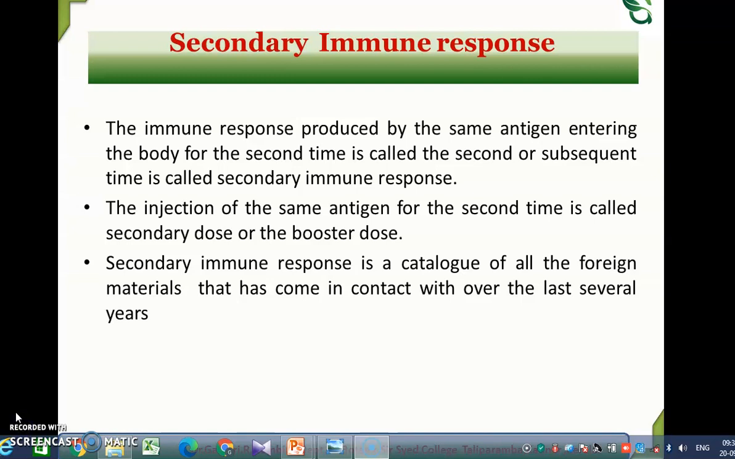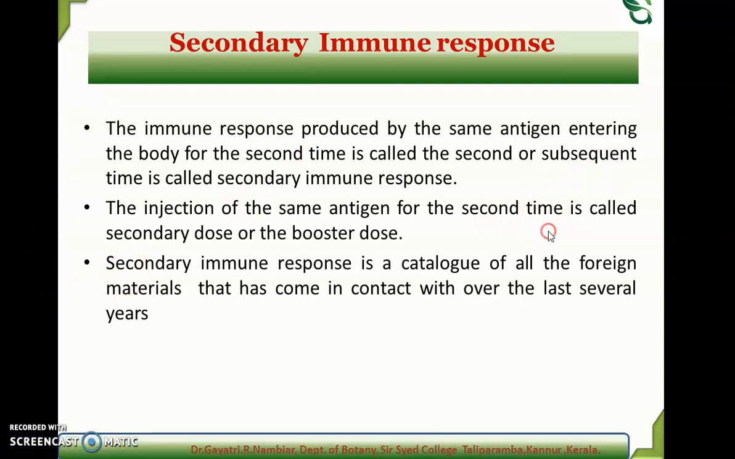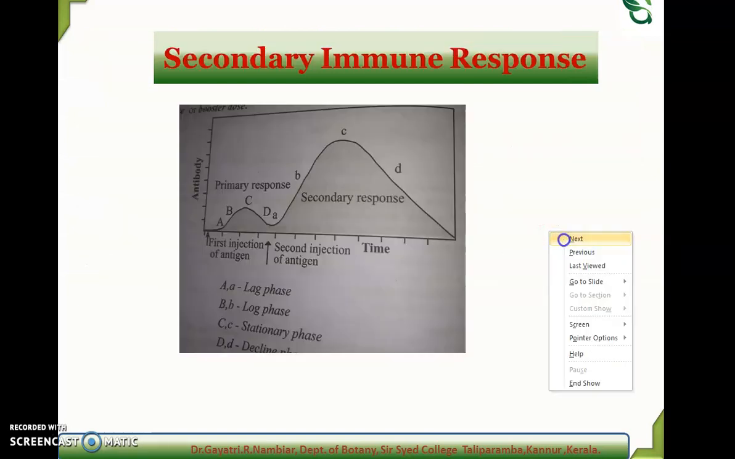Now, after the primary immune response, another response which acts is the secondary immune response. The immune response produced by the same antigen entering the body for the second or subsequent time is known as the secondary immune response. The injection of the same antigen for the second time is called the secondary dose or the booster dose. Here also the same four phases are produced: lag phase, log phase, stationary phase, and the decline phase.